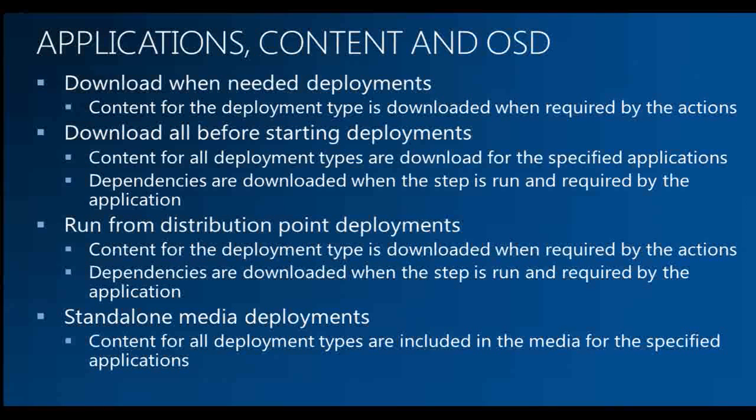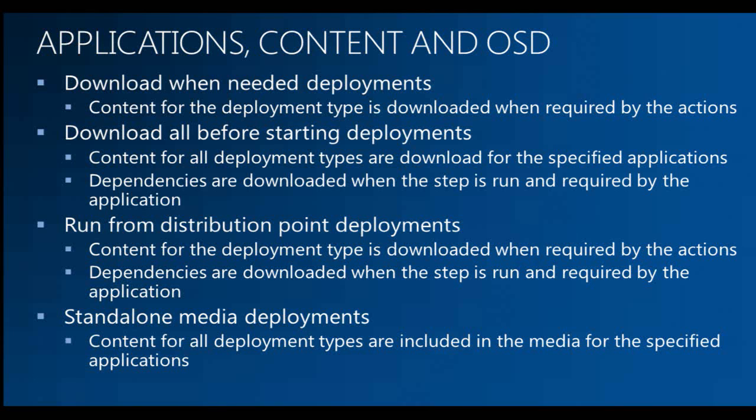The other thing is that applications cannot run directly from the distribution point, so even if you're using that option for the task sequence, we do download the content locally before kicking off the installation. And as we're looking at content with OSD, the one other thing to call out is the download all before starting the deployments, because you might have multiple deployment types that may or may not be applicable to different OSs. So maybe the example is you have an Adobe Reader app, and there's Adobe 9 and Adobe 10. Adobe 9 goes to XP, Adobe 10 goes to Windows 7. We won't know which one we need to evaluate and install.